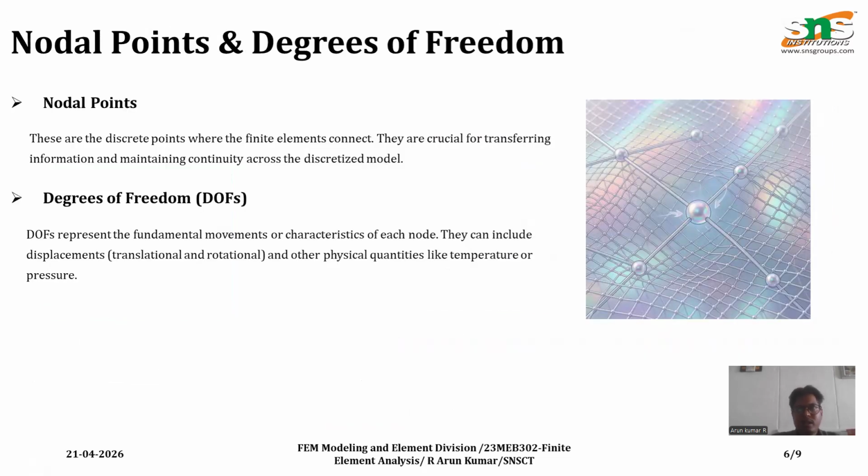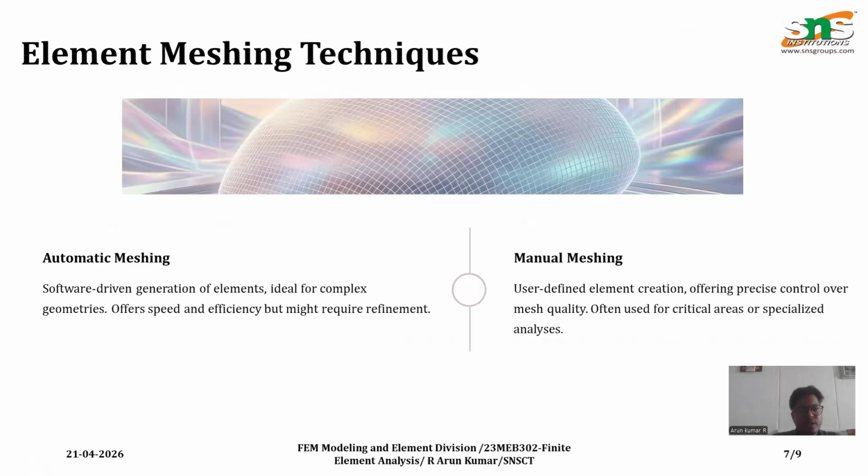Next, the nodal points and degrees of freedom. A nodal point is nothing but a discretizing point where the finite elements are connected. They are crucial for transferring information and maintaining continuity across the discrete model. Degree of freedom, or DOF, represents the fundamental movement characteristics of each node. That can be displacement, translation and rotation, and other physical quantities like temperature and pressure.